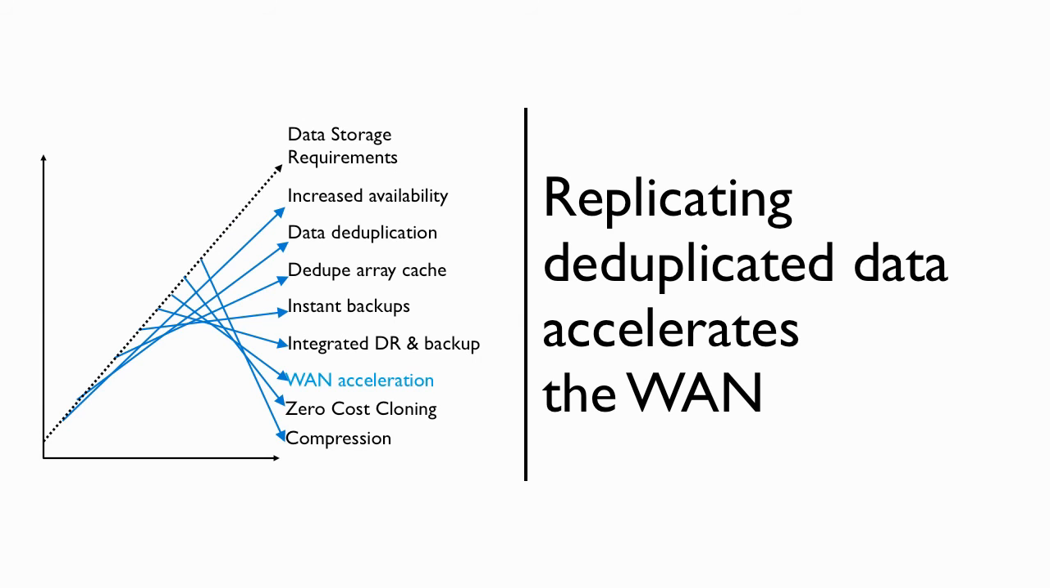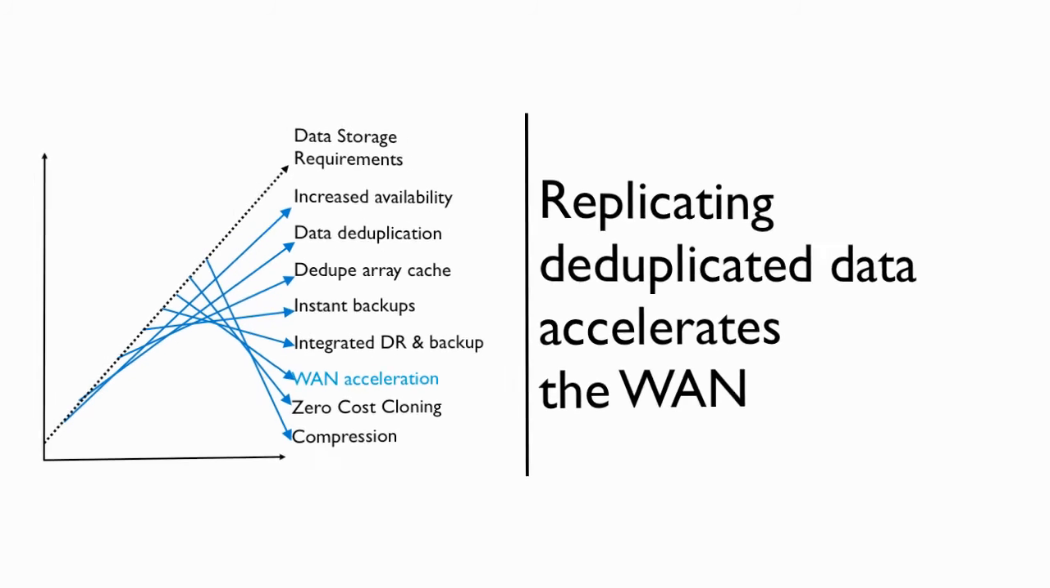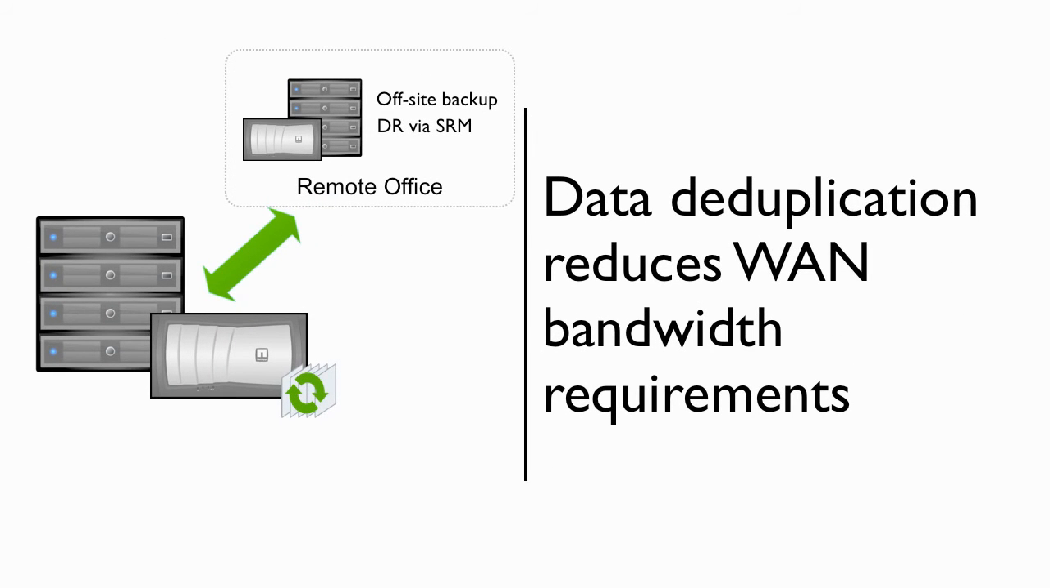By deduplicating your production footprint, customers also receive integrated WAN acceleration. This results in customers being able to replicate more data, thus simplifying more of their processes and protecting more of their systems in case of a disaster.